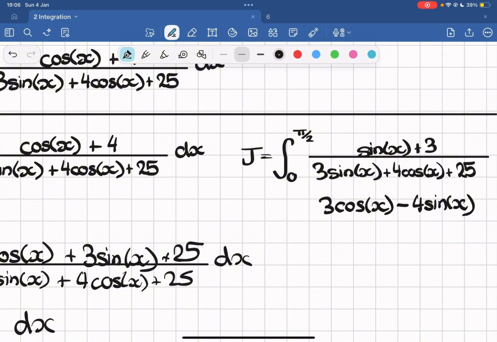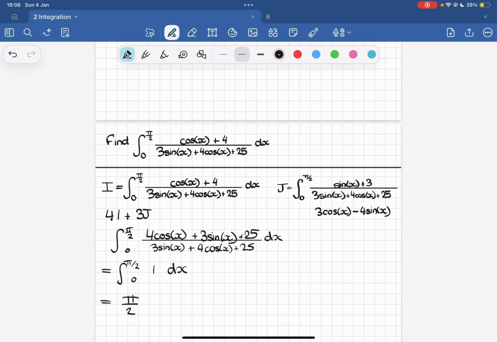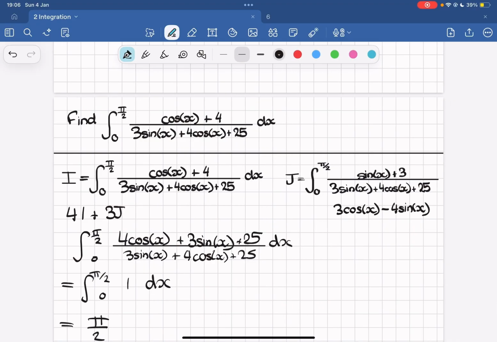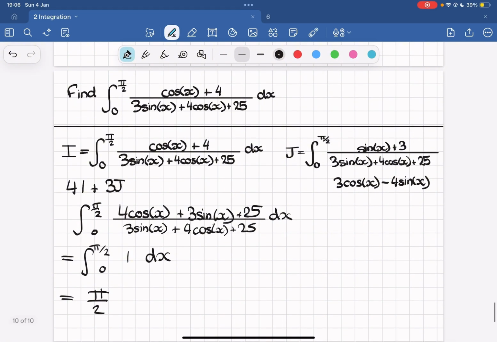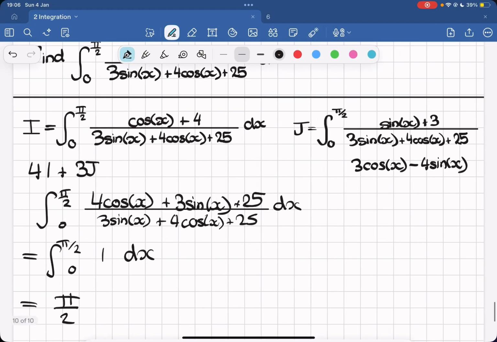The way we do that is, let's look, we need our constants to cancel somehow. So the lowest common multiple of 4 and 3 is 12. And that works perfectly because 4 times 3 is 12, 3 times 4 is 12. So we need to times I by 3, so 3I. And we're trying to get minus 4 sin x. So what we'll do, we'll minus 4j.